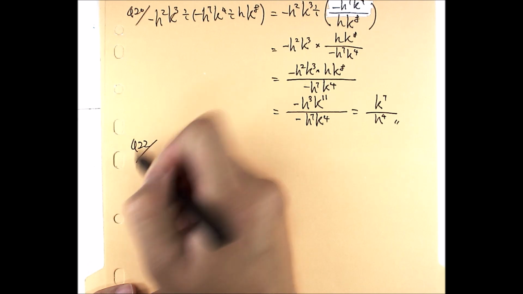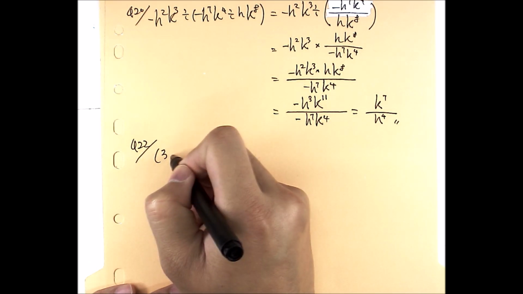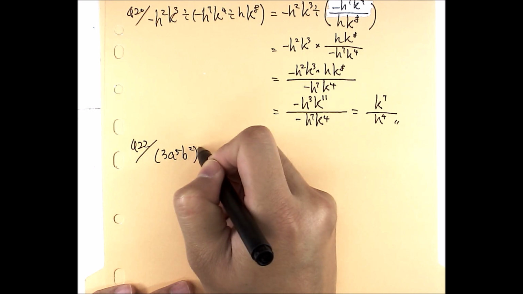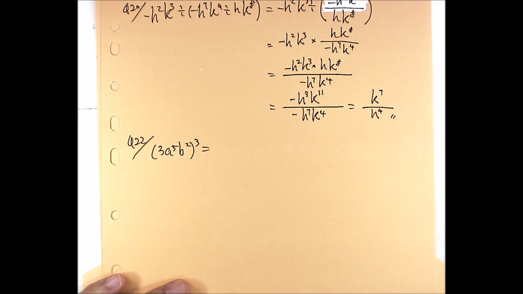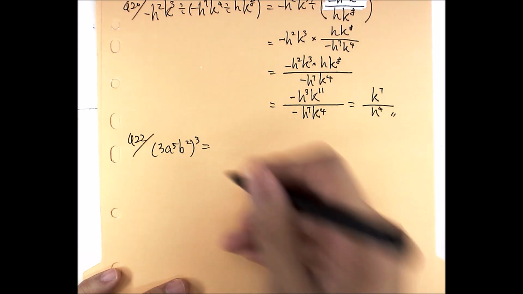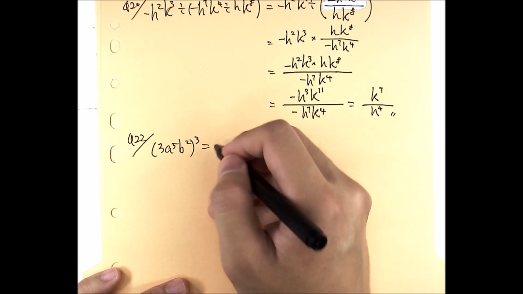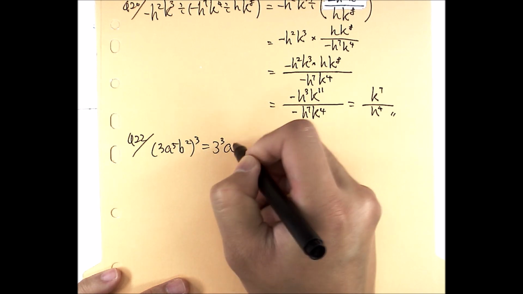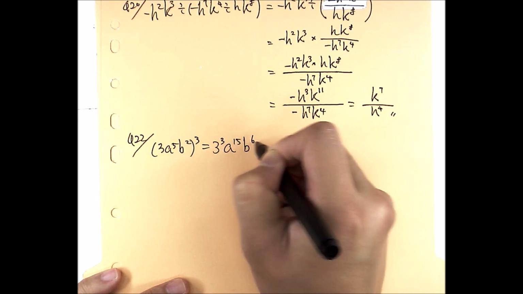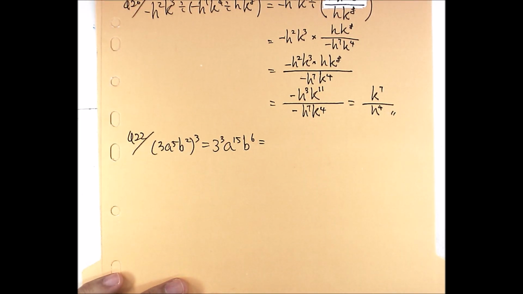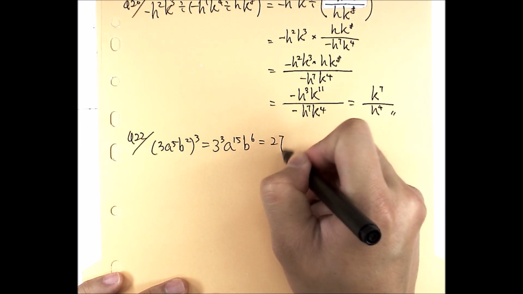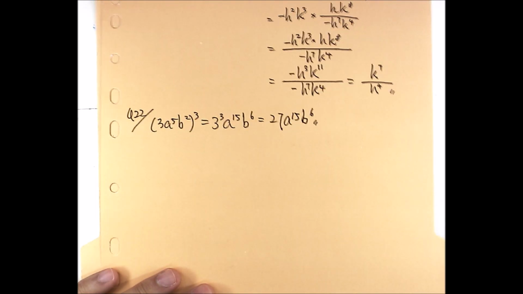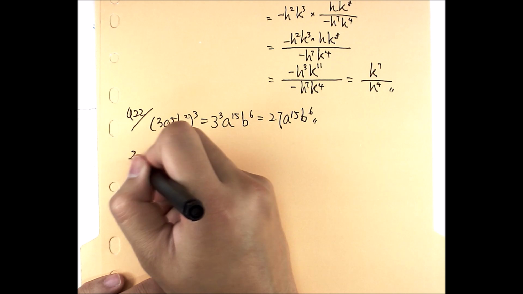Go to 22. 3a to the power 5 b squared, all to the power 3. So all the things inside the bracket are doing multiplication, so you can just put the power 3 to all of them. 3 to the power 3, a to the power 15, and then b to the power 6. Doing multiplication, 3 to the power 3 is 27. Understand? So keep going, 24.